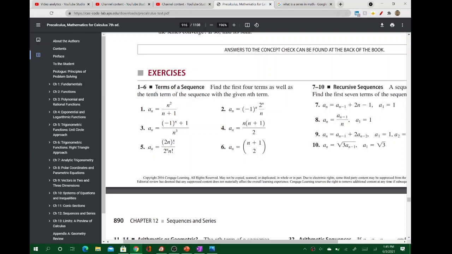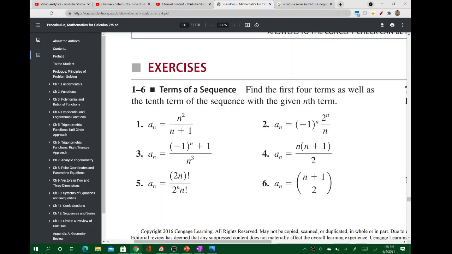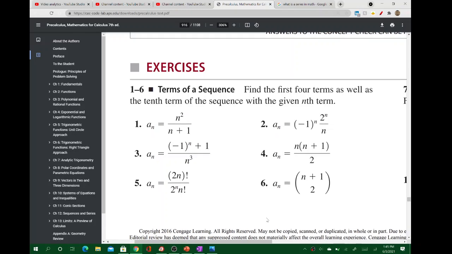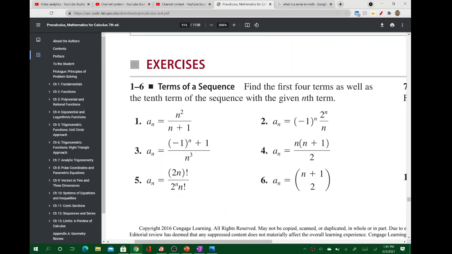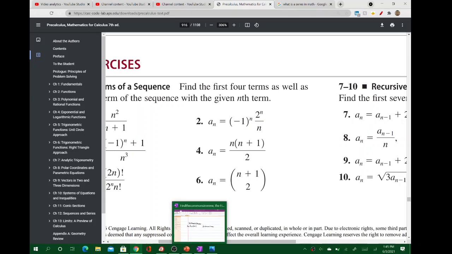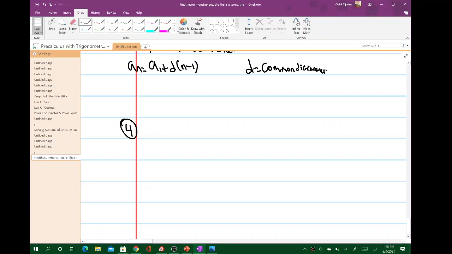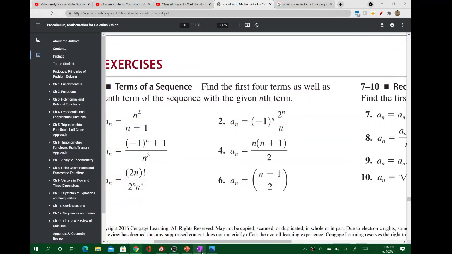Anyways, part 1 is going to be this part here. Find the first 4 terms as well as the 10th term of the sequence with the given nth term. We didn't go over what a factorial was, so we're not going to do this one, but I'm just going to do one per section. So let's do number 4 in this part here. We want to find the first 4 terms as well as the 10th term, right?